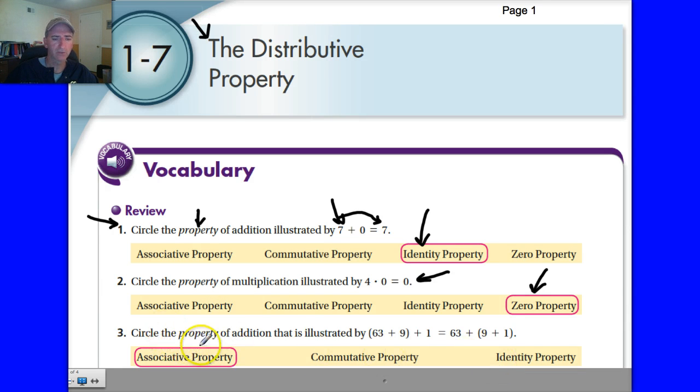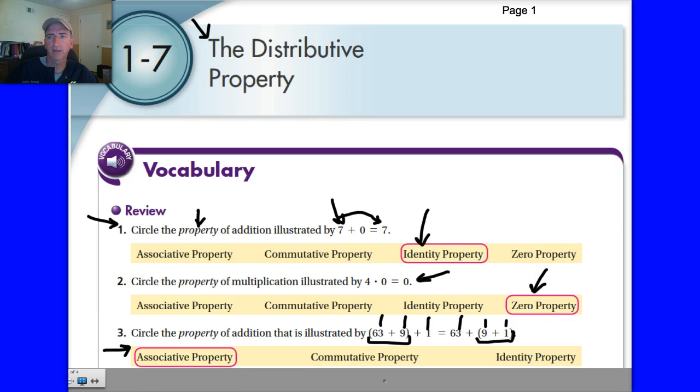Then number 3 says circle the property that is illustrated by. And then notice you have 63 plus 9 plus 1 is equal to 63 plus 9 plus 1. So what that means is that they changed the grouping of which was added first, and that's the associative property, which I showed you right there.